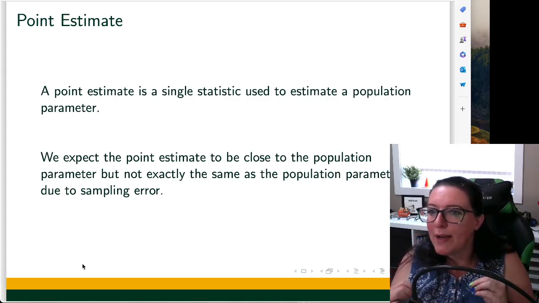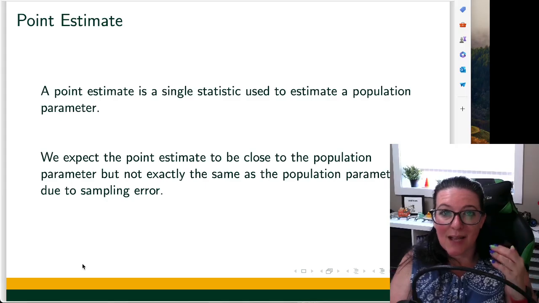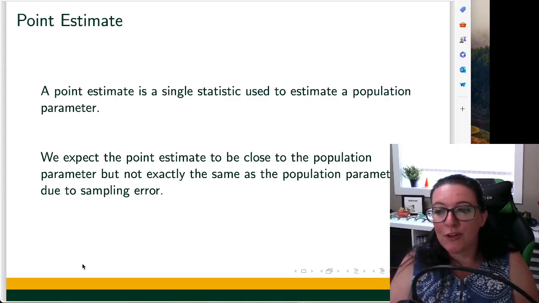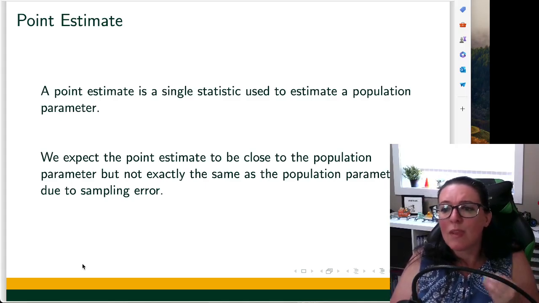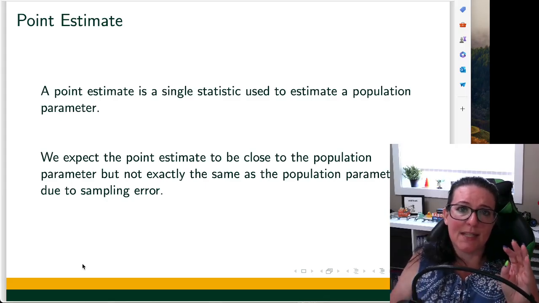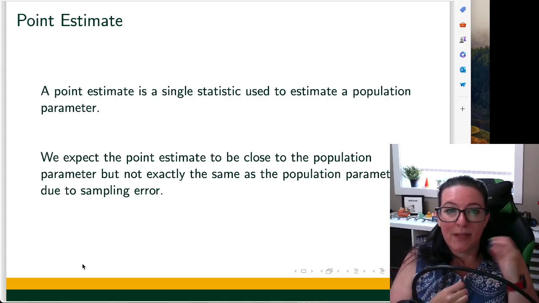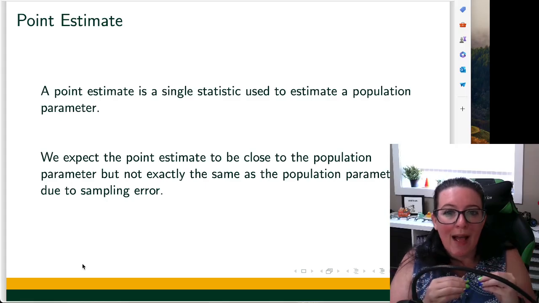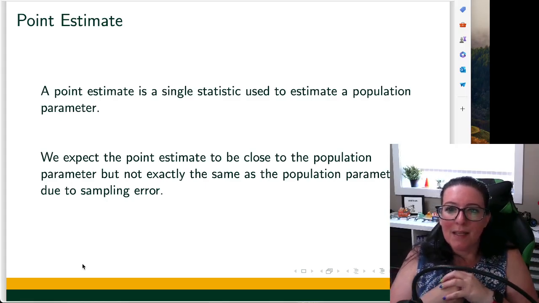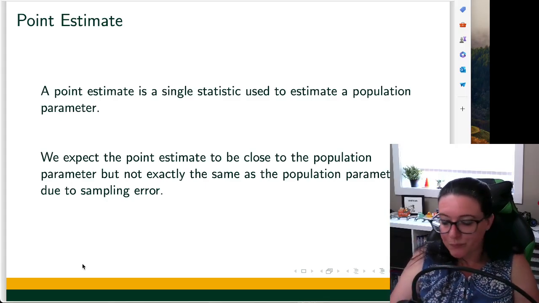Okay, so we expect the point estimate to be close to the population parameter, but remember, it may not be exactly the same because as we have seen, as we've taken the average, for example, of our families and the different number of children they have, each time we took a different sample, we got a different sample statistic. And recall, the difference between a sample statistic and a population parameter is what we call sampling error. So a point estimate, using it to say what's happening in the population, is going to be off a bit by the amount of that sampling error.